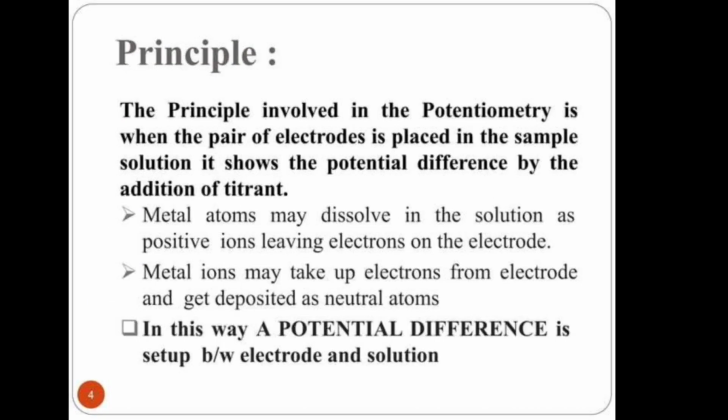Principle. The principle involved in potentiometry is that when a pair of electrodes is placed in the sample solution, it shows the potential difference by the addition of titrant. Metal atoms may dissolve in the solution as positive ions, leaving electrons on the electrode. Second, the metal ions may take up the electrons from the electrode and get deposited as neutral atoms. In this way, a potential difference is set up between electrode and solution.